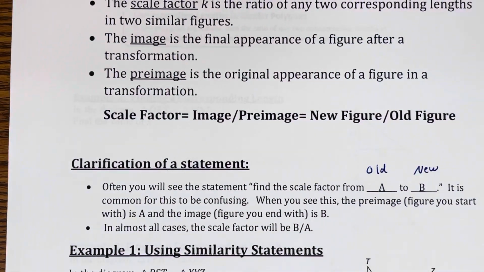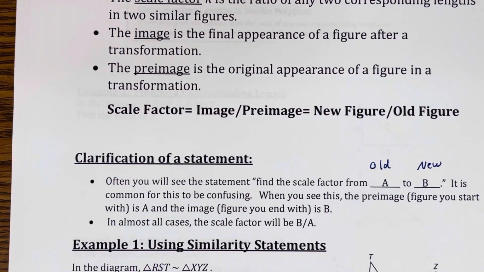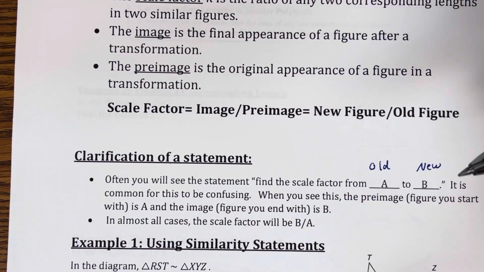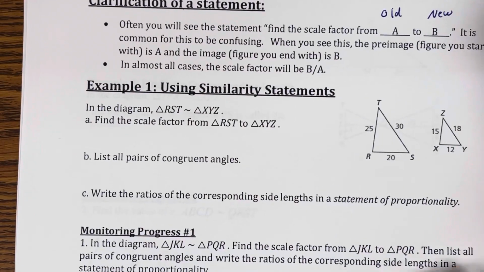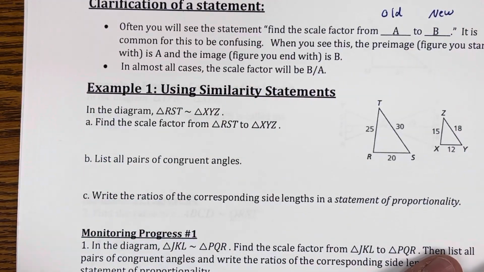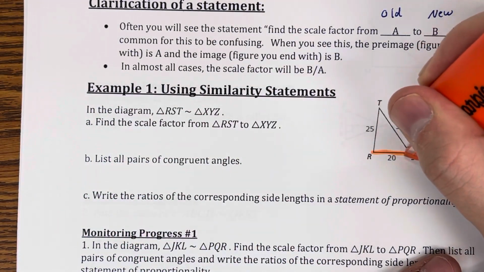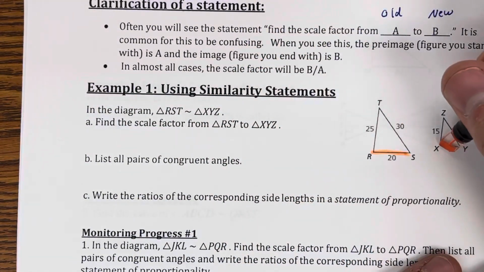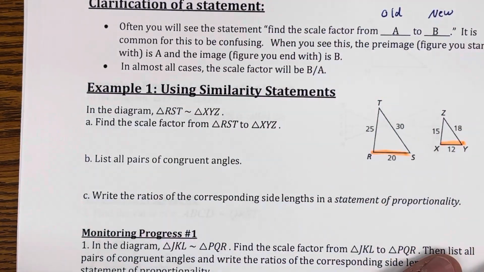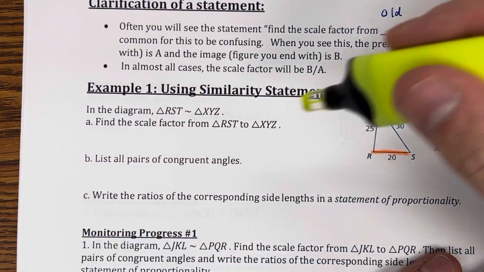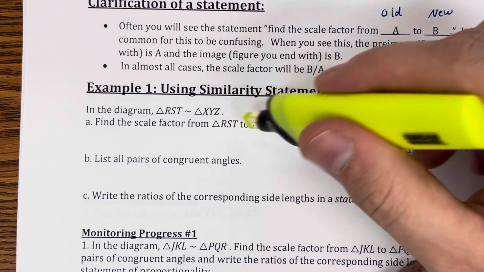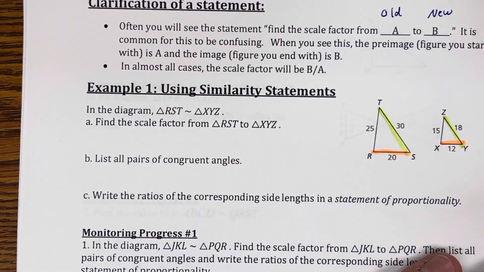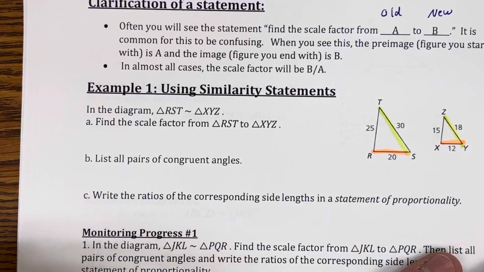All right, so first example says, find the scale factor of triangle RST to XYZ. So a couple key things here that we have to notice which parts are corresponding. All right, so RS corresponds with XY. So I'm just going to highlight that. RS corresponds with XY. Those were the first two letters. In a similar manner, ST corresponds with ZY. ST, ZY, those were the last two letters, okay? And then the side that's not highlighted corresponds as well.